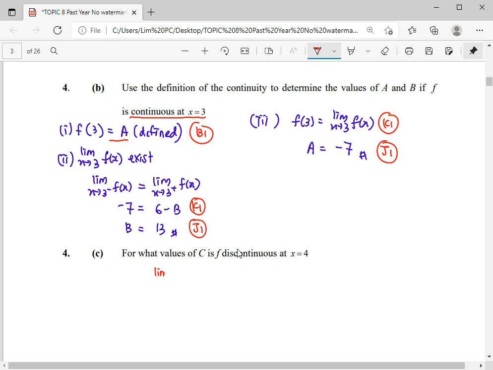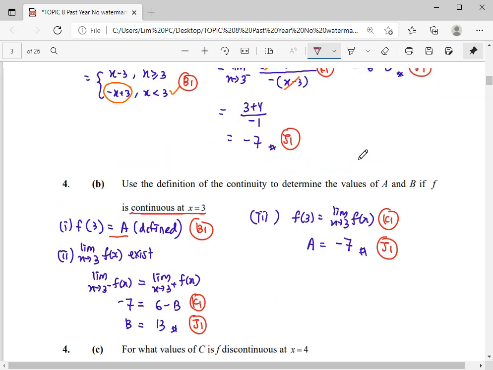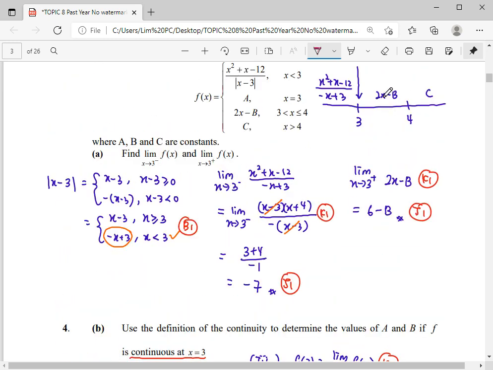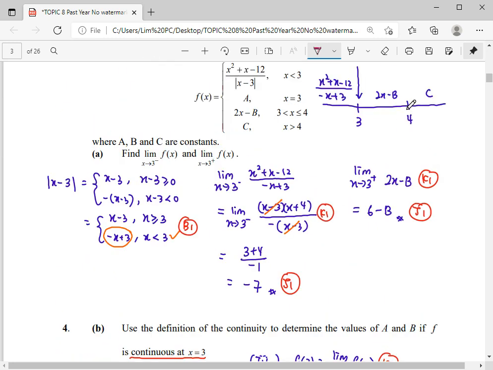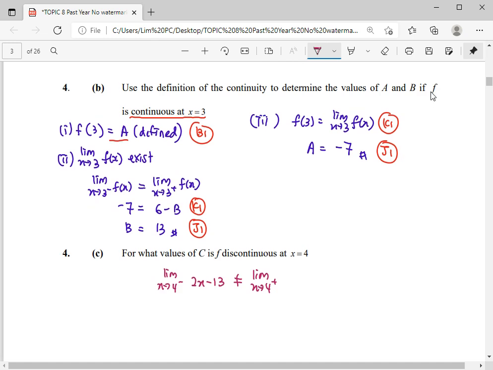So we start doing the limit to make it discontinuous. Limit as x approaches 4 from the left hand side, we select our function here, which is 2x minus b. Our b is 13. We make sure it does not equal the limit as x approaches 4 from the right hand side. So we look at x equals 4 here. The right hand side function is the value c.